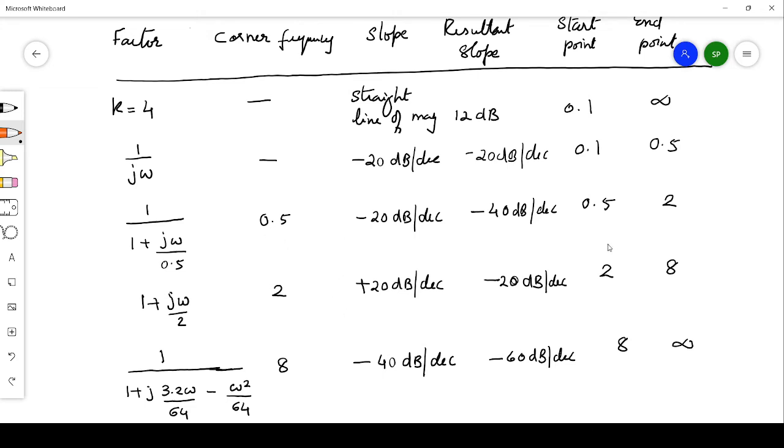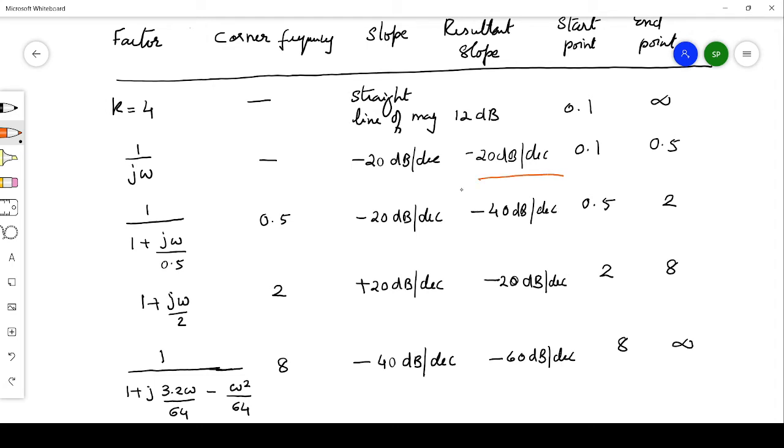Okay, so now the first one, the pole at origin, it ended at 0.5, which is the next corner frequency, because at this corner frequency our slope is changing. Now here, what is our third term? It is 1 by 1 plus j omega by 0.5. This is a first order pole. So we know that for a first order pole, slope is minus 20 dB per decade. Now what was our previous slope? Our previous slope was minus 20 dB per decade.